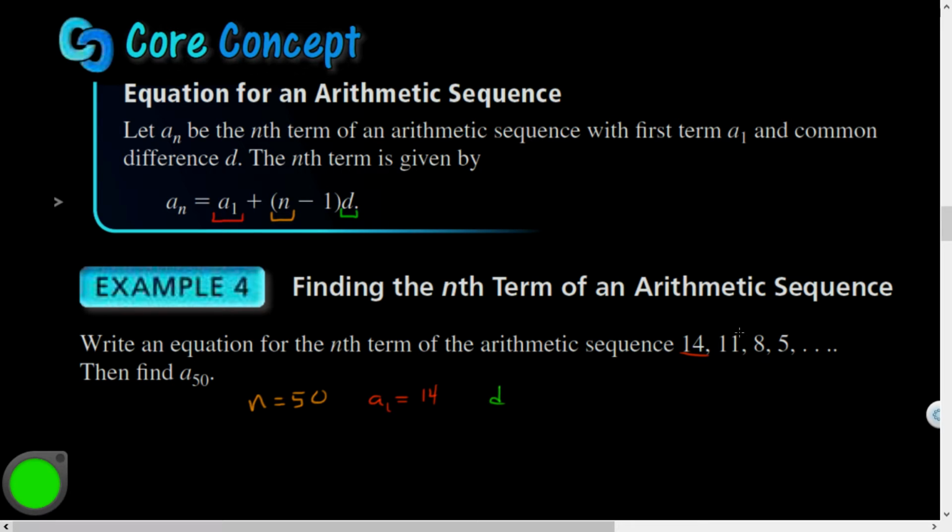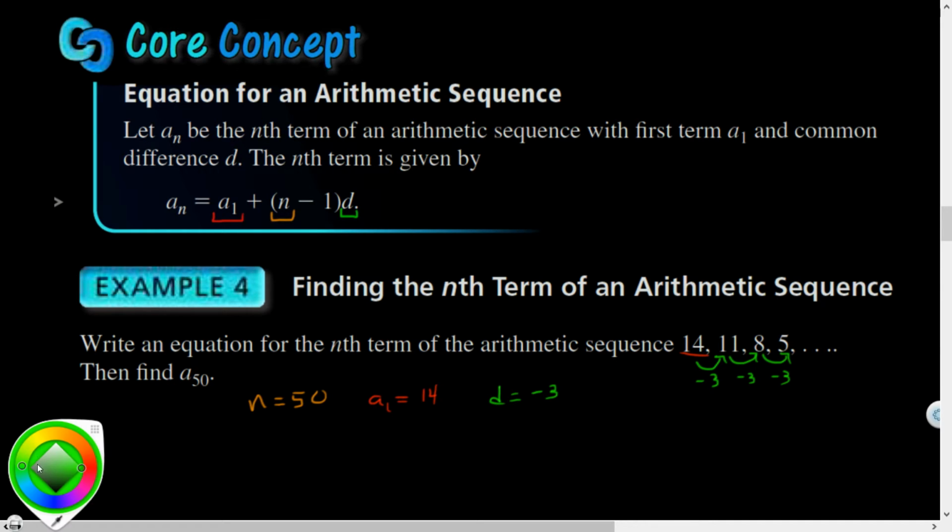Well, it's not one of these numbers. The common difference can be found by figuring out what was being added or subtracted each time. In this case, it's subtracting 3 each time. You also can find the common difference by subtracting any 2 consecutive terms, but here d equals negative 3.